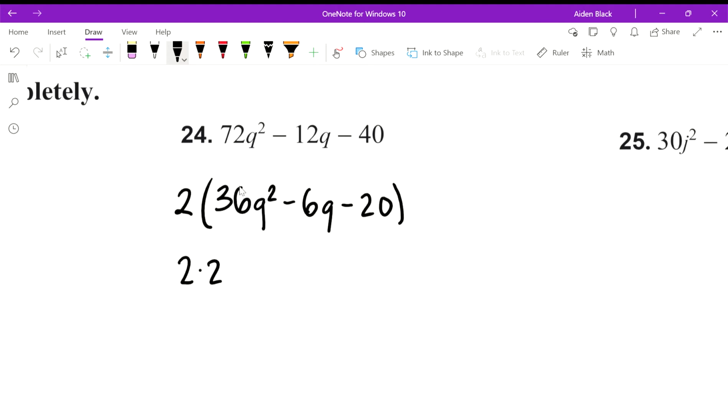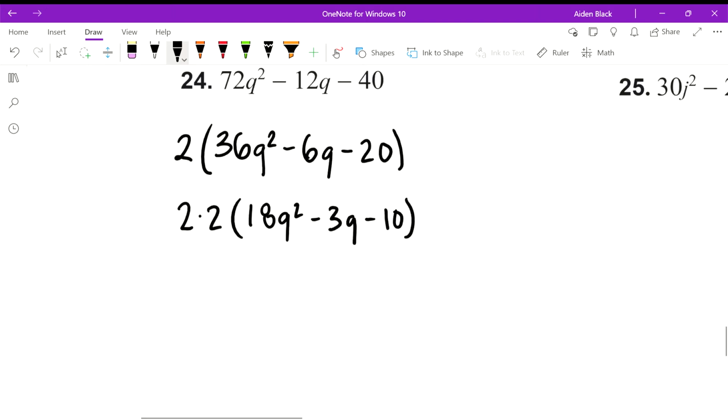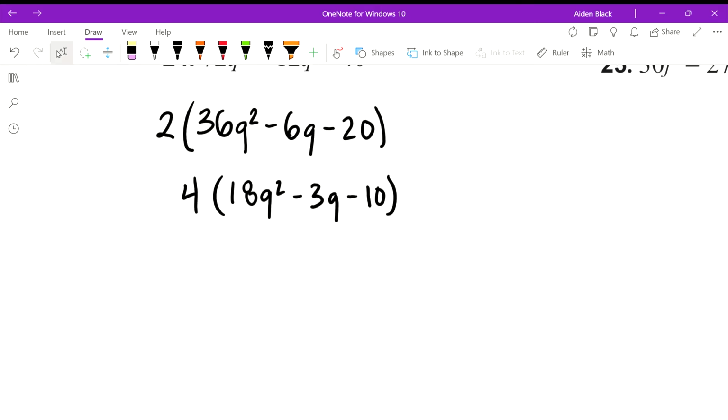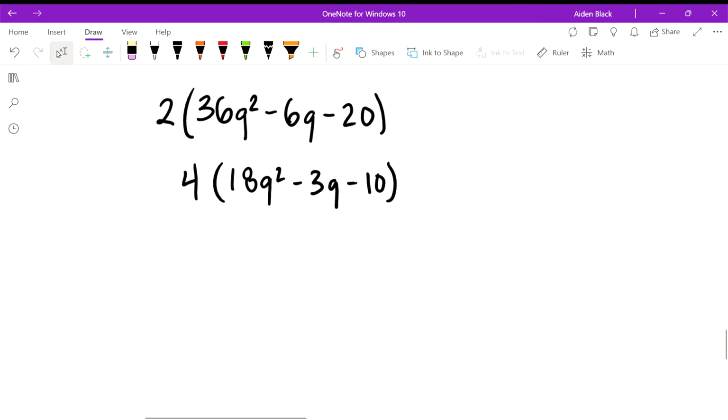So 2 times 2. 36 divided by 2 is 18. q squared minus 3q minus 10. We divided by 2 again. 2 times 2 is 4, so here we have this. Alright, can we factor out any more? No, it doesn't look like it.